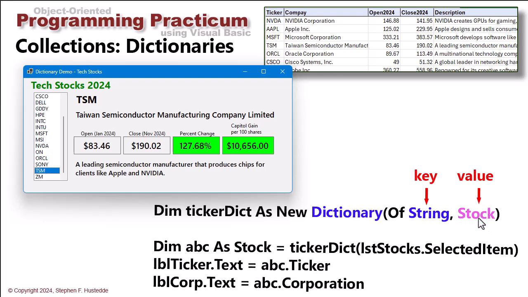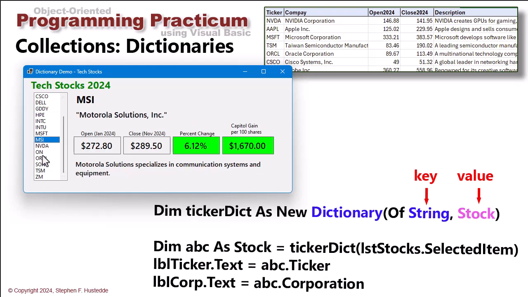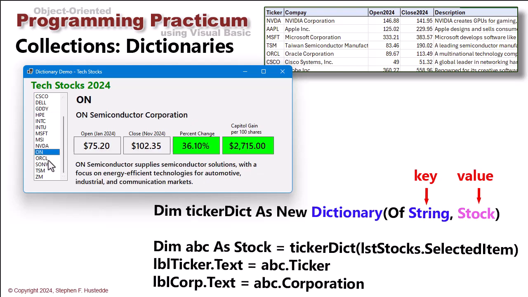So stock is a class that I created. In the list box, when I click on a ticker, that's a string, I'm going to look up that stock based on the ticker symbol from the dictionary. And then I'm going to populate my different labels here. So lblticker.text equals abc.ticker, and lblcorporation.text equals abc.corporation, and so forth. And so I can click on the different tickers and see the values.